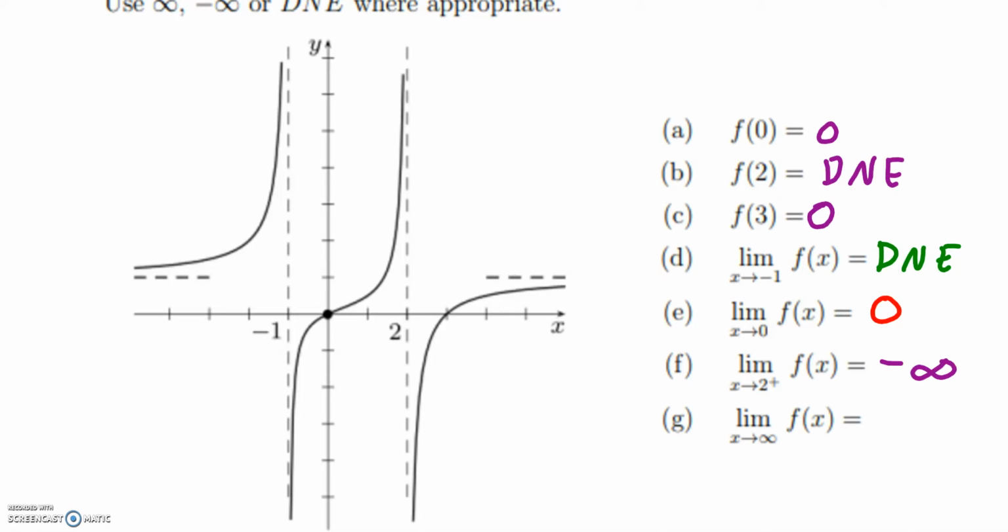And finally, part G says the limit as x goes towards infinity. So as the graph keeps going forever towards infinity, what is the y value doing? So as my graph goes this direction, it looks like it's leveling off and approaching this horizontal asymptote at 1. So my graph is getting very close to 1 as x goes to infinity.